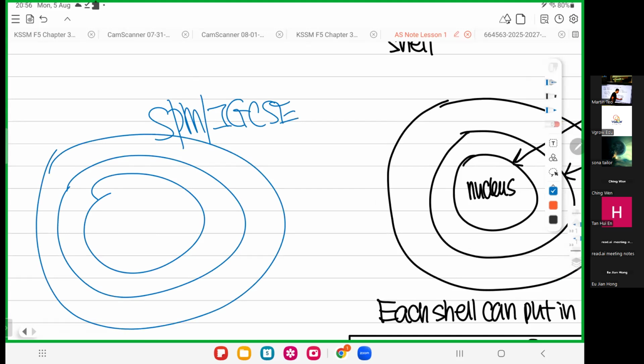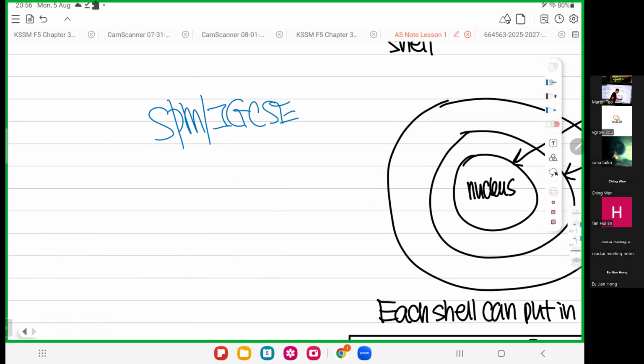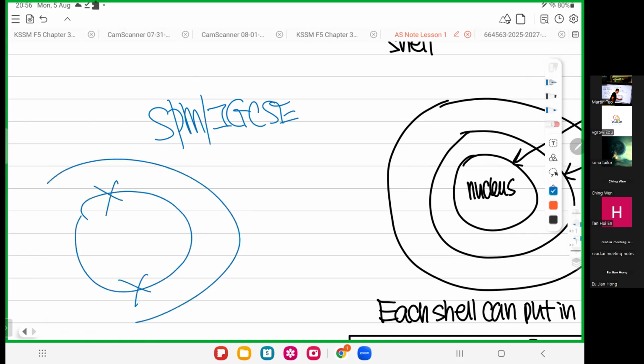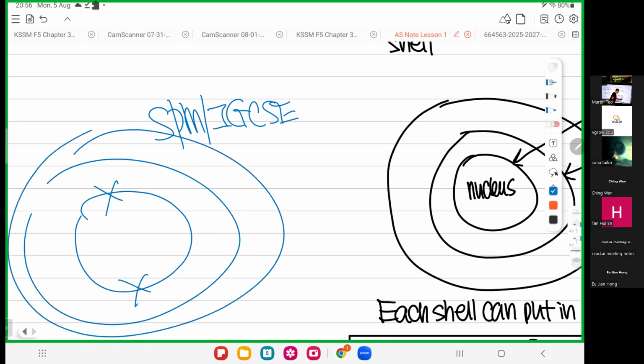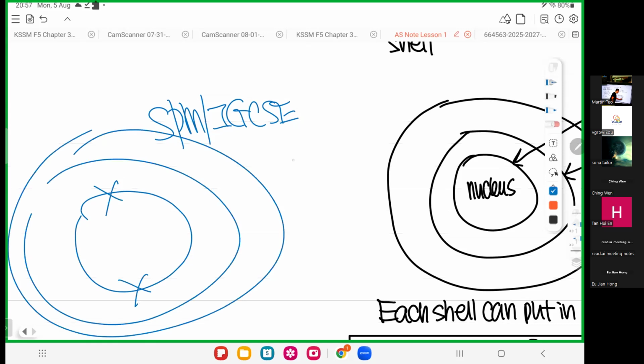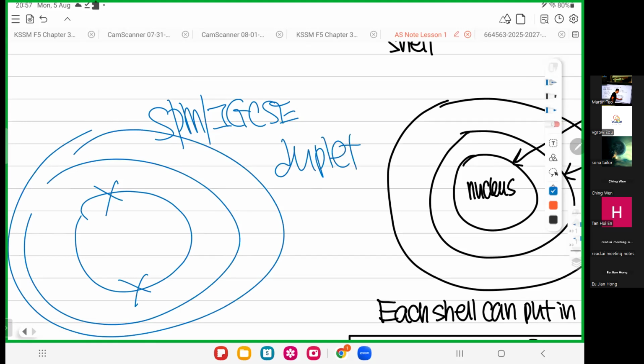So basically, when we are in high school, we only learn 2 numbers, right or not? First circle can put 2 electrons. Subsequent circles can put a maximum of 8 electrons. That's why you learn about duplet and octet back in high school. You learn this back in high school, but today you will learn something new that will really change your entire mindset and understanding. Your perception will be totally changed.